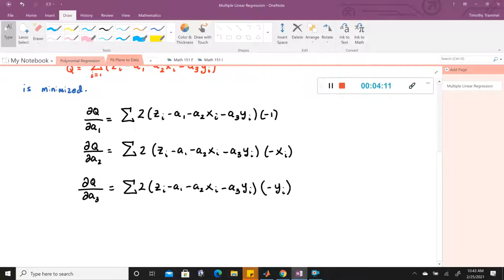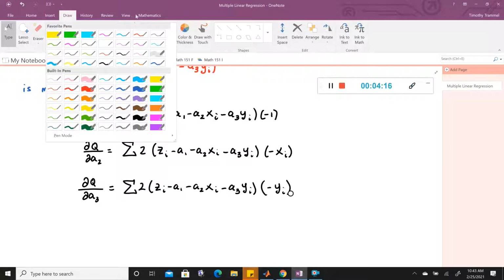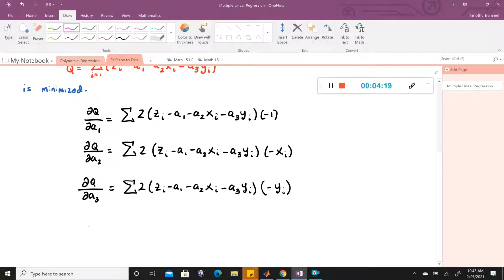So now that we've taken the partials, we want to set these partials equal to 0. Let's go ahead and do that. So 0 equals, and note all of these have this 2 here. If we set these equal to 0 and divide by 2, we could wipe out those 2's, so we're just not going to write those. And we're going to split up our sums and distribute these terms here. Let's go ahead and do that.